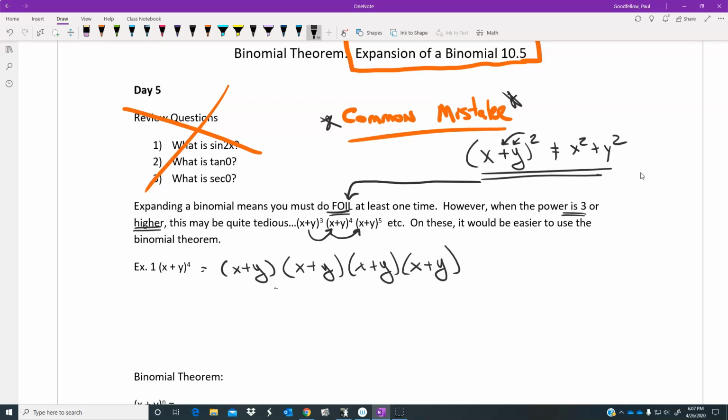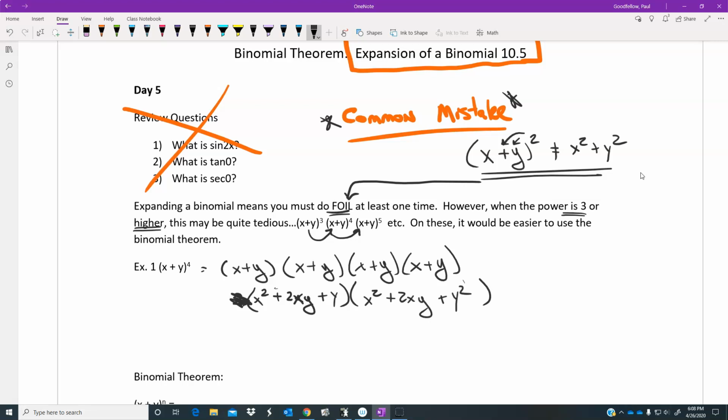Now, if we do FOIL on this, we're at a point in our careers where we could actually FOIL these two things together relatively easily. We get something like x squared plus 2xy plus y squared. That would be the first two. And then that would have to be multiplied by the foiling of the other two, which would be x squared plus 2xy plus y squared.